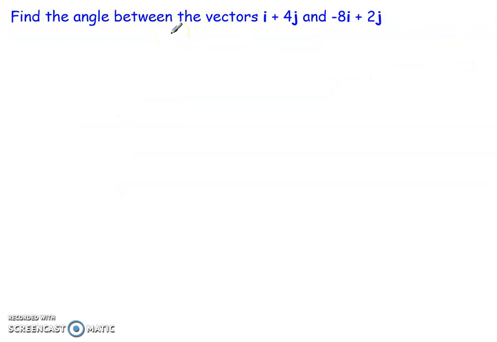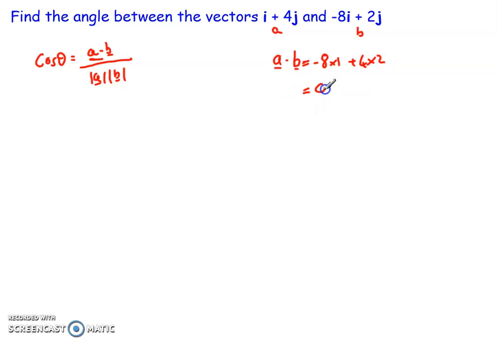I could also give you the vectors in component form in terms of the unit vectors i, j and k, and if I do that, I want to find the angle between them. In this case, I would still use the same sort of format. I would just have to remember I've written the vectors in a different way. So I know for the angle, cos theta is equal to A dot B over the magnitude of A, magnitude of B. Let's imagine I'm going to make this vector my A and this vector my B. I know that A dot B is equal to the product of the i's, so minus 8 times 1, plus the product of the j's, plus 4 times 2, which is equal to 0.